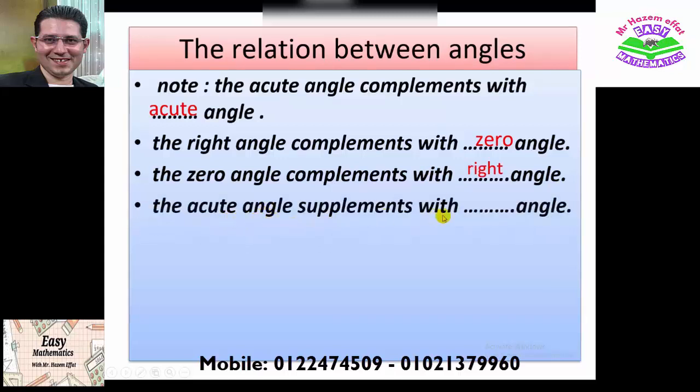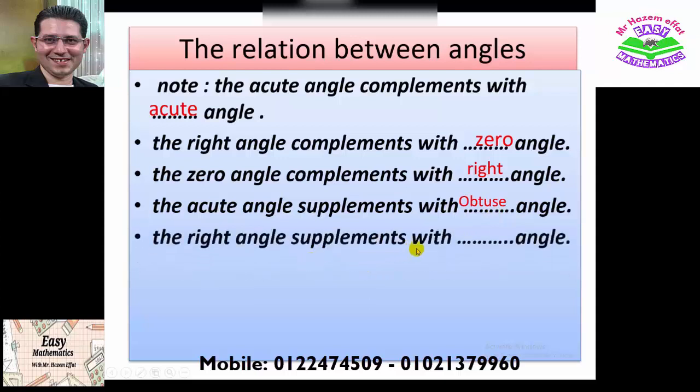The acute angle supplements with what angle? Yes, here it says supplements, not complements. So when we have an acute angle, I told you, for example, we can suggest it will be 40 degrees. To find the angle which supplements 40 degrees, we subtract 40 from 180. It will be equal to 140. What's the type of 140? It will be an obtuse angle. Yes, the acute angle supplements with an obtuse angle. This is considered as a rule also. The acute angle supplements with what? Obtuse angle.